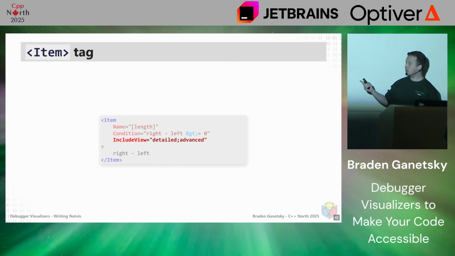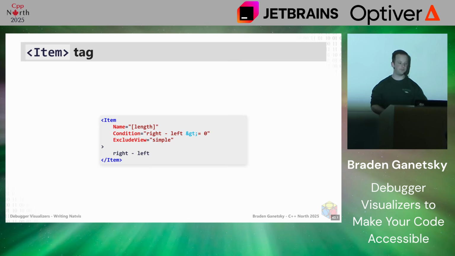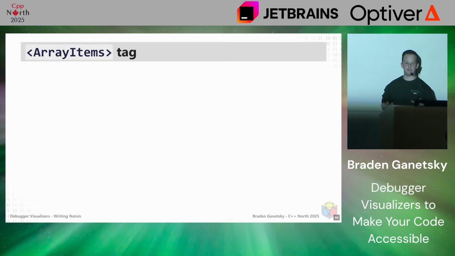I have IncludeView, detailed, semicolon, advanced, so this only displays when I have detailed or advanced. Alternatively, I have ExcludeView, so I display this length always unless the person specifies simple. So that all works. Let's talk about some more advanced expansions.